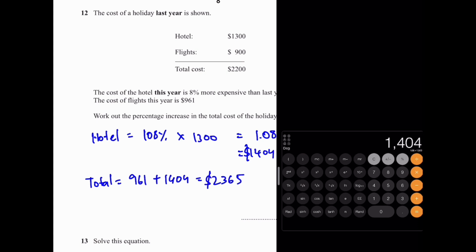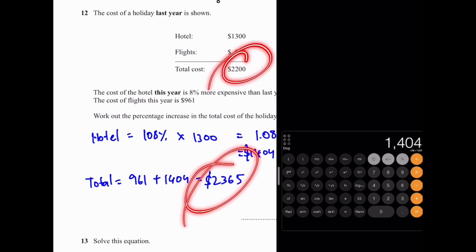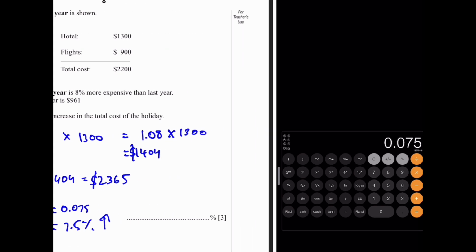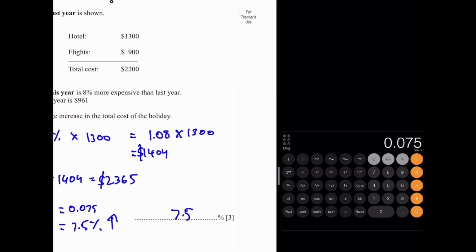And now since we found both the total cost for last year and this year, we can find the percentage increase. So that will be 2,365 by 2,200, and then that minus 100% or minus 1. And we can do this on our calculator. And now we minus 1. So that's 0.075, which is equal to 7.5% increase. And the answer is 7.5%.